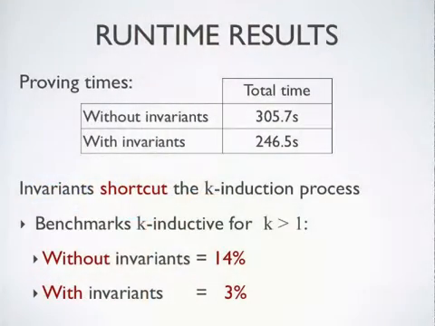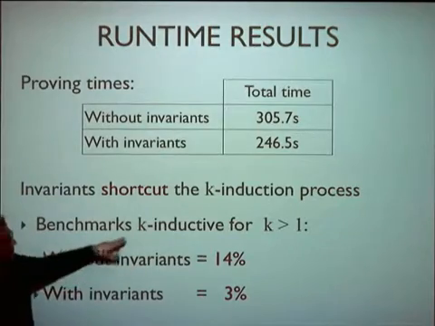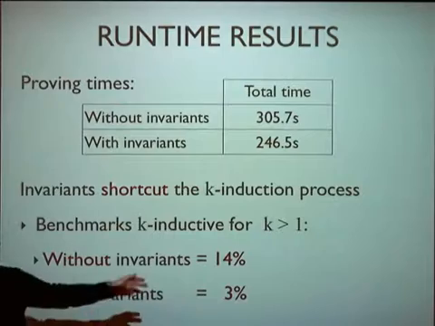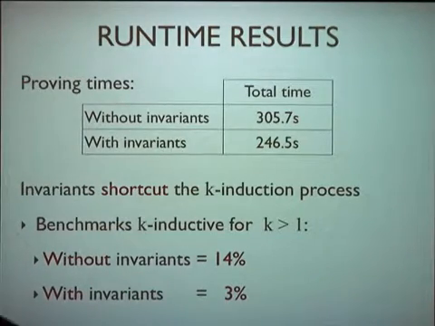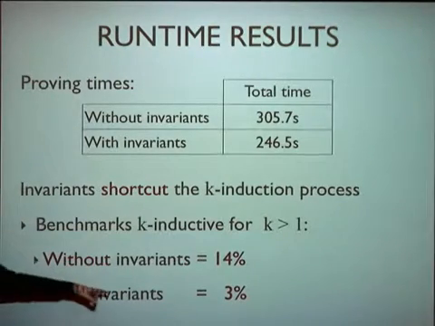But let me show you what I wanted to show. I have these interesting results here, and I want Ken to see these. For the valid ones, that is the ones that are provable without invariants, adding invariants accelerates things. As you're saying, without invariants, the percentage of properties that are k-inductive for real, with k more than one, is 14% in our set. When you throw in the invariants, we go down to 3%.